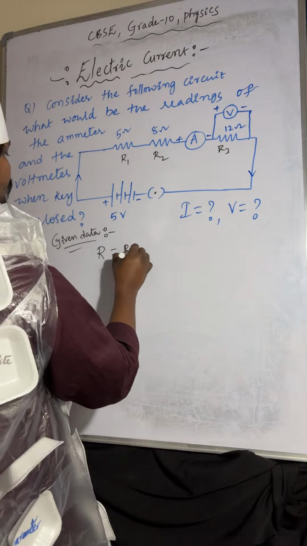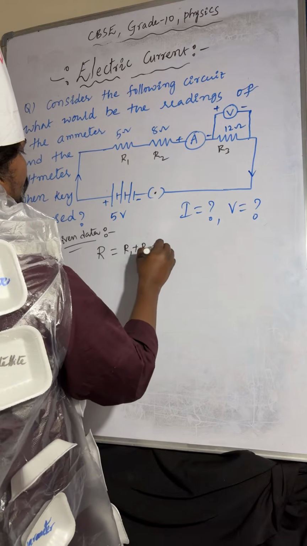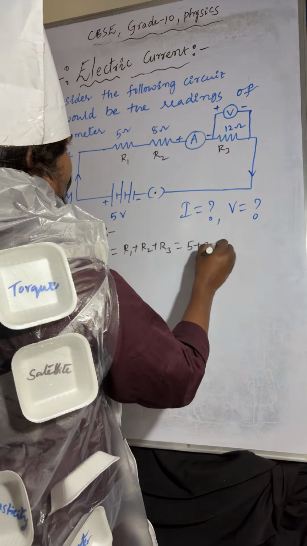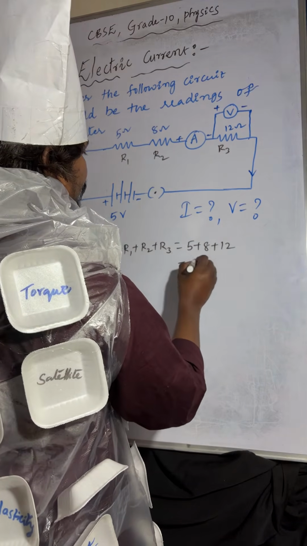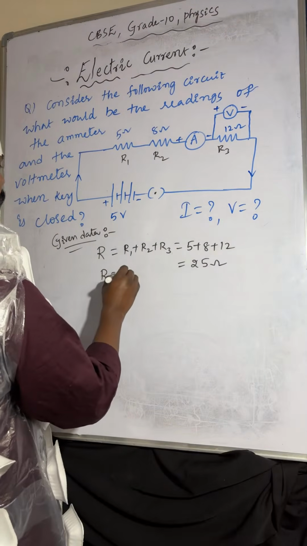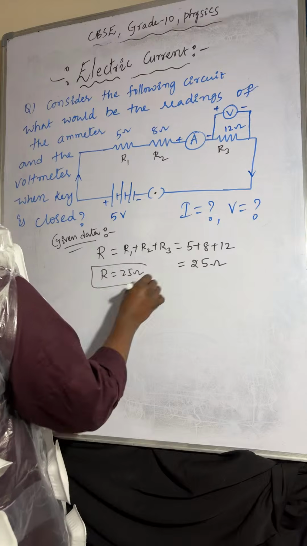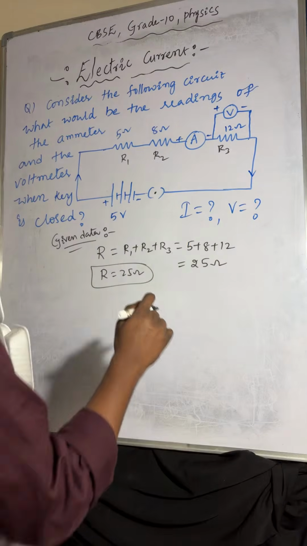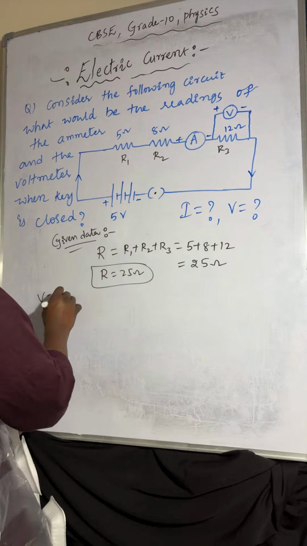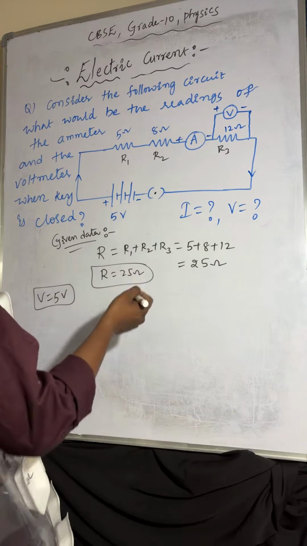So R1 plus R2 plus R3, that is nothing but 5 plus 8 plus 12, that is 25 ohm. So R equals 25 ohm. Right? So that is the total resistance. And the potential difference is given. How much? 5 volts. So we have to find out.